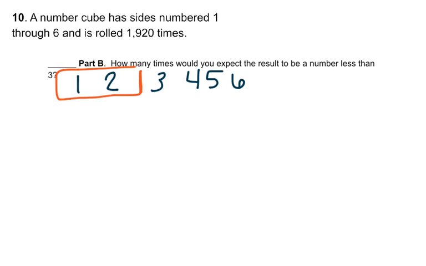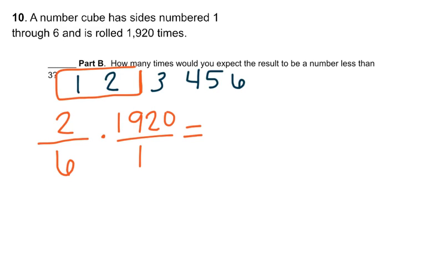So we're looking at 2 numbers out of the 6 total numbers. So the probability that I roll a number less than 3 is 2 out of 6. Then to find out how many times we would see the 2 or 1 be rolled when we do it 1,920 times, we're going to take the probability of it happening, 2 out of 6, and multiply it by 1,920 over 1. Because once again, it's a whole number, and when we multiply with fractions, we put whole numbers over 1.